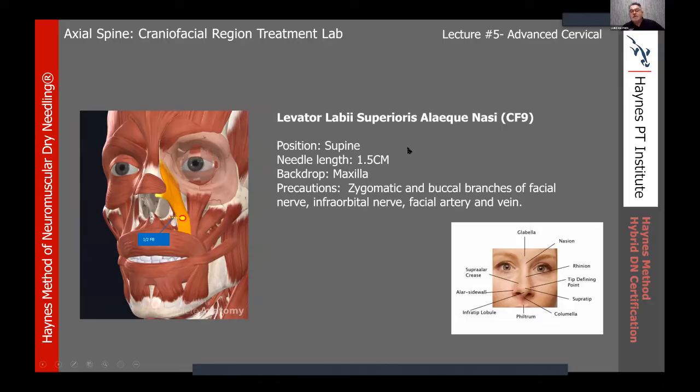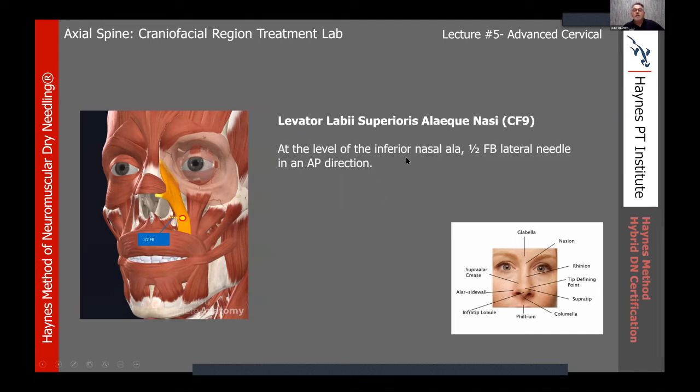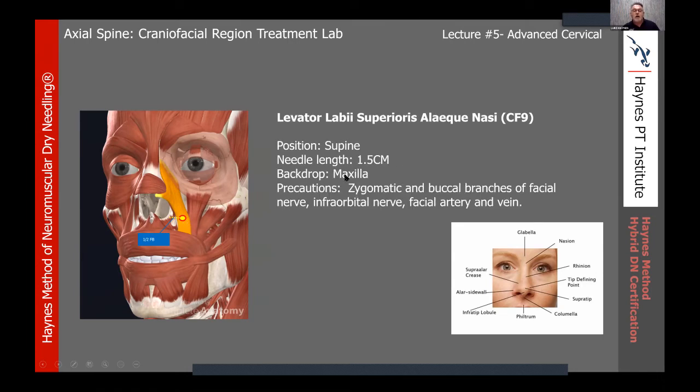For the levator labii superioris alaeque nasi, here at the level of the inferior nasal ala, we're going to be 0.5 finger breadth lateral, and we're going to needle in an anterior to posterior direction. So we will have backdrop down onto the maxilla here.